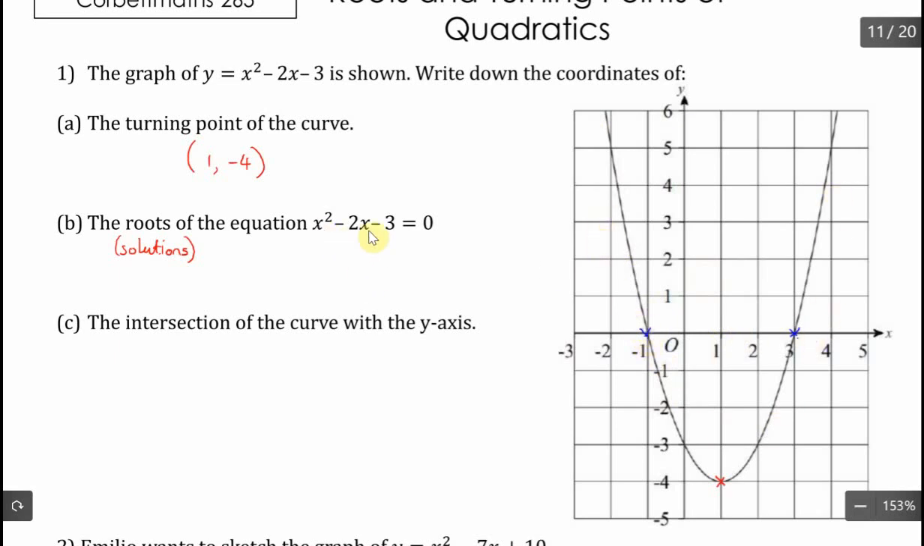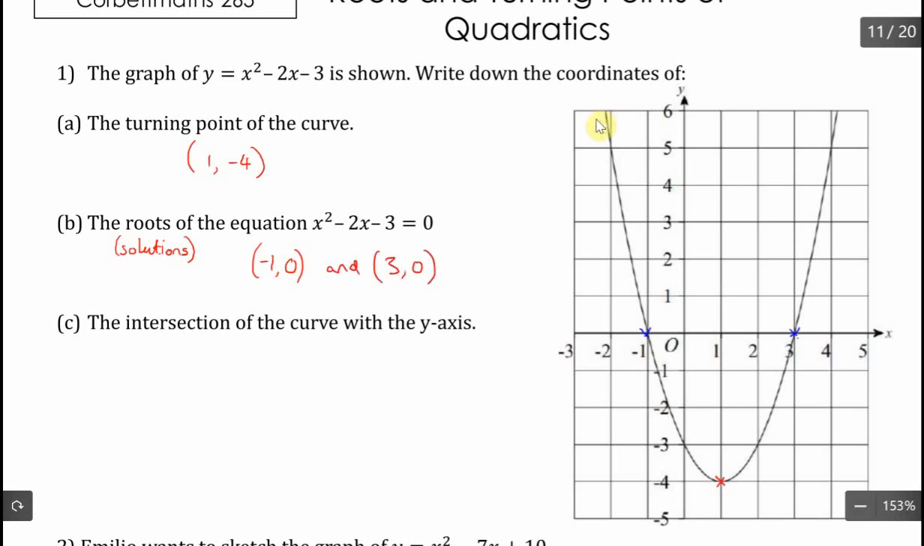We don't have to factorise this to find them, we can just see them here on the graph because they go through nice points. Now, just be careful to check whether it's asking for the coordinates or just the roots, because if it just wanted the roots, we could just write down negative 1 and 3. But because it wants the coordinates, we're going to have to give that as coordinates, and that will be negative 1, 0, and 3, 0.